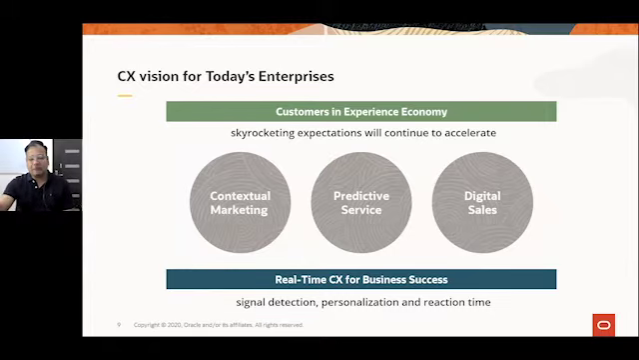On the service side, before the service becomes a frustration, it should be predictive. What the companies are telling us is they want a service where customers don't have to call, and agents don't have to ask, how can I help you today? They should already know what the problem is.